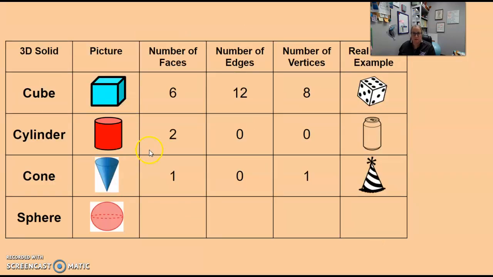So let's fill in our anchor chart. So I know that a cone has one face, 0 edges, one vertice, and a real world example could be a party hat.